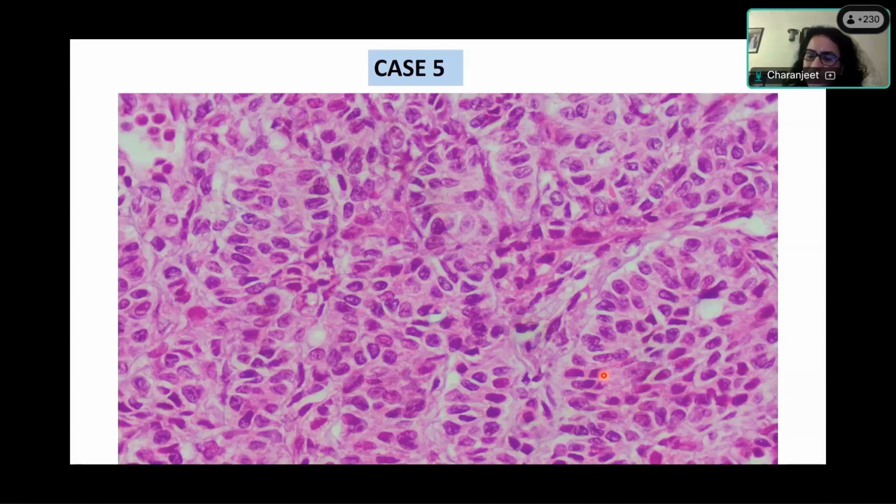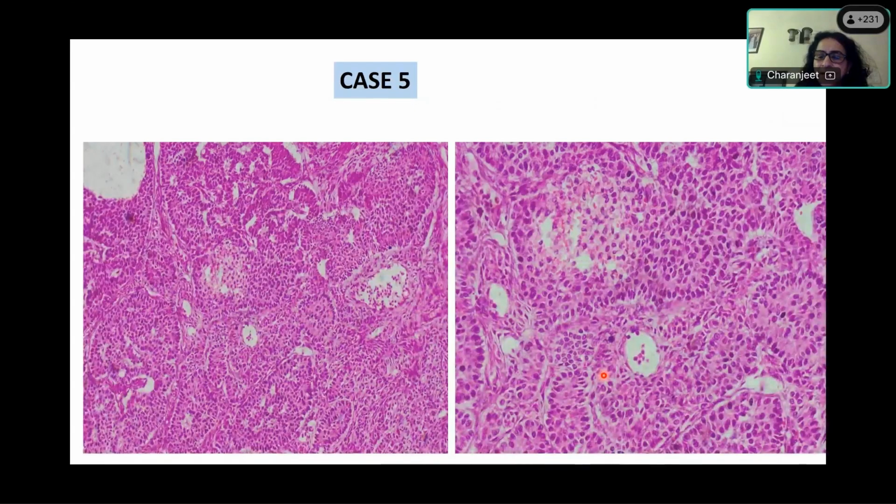So what differential? Here Call-Exner bodies are not that prominent. Here there is a macrofollicular pattern. They are in sheets. So can you think of anything else? Any other tumor fitting this morphology? Characteristic Call-Exner bodies are not there here. There is macrofollicular pattern, yes, and there is nesting pattern also. There are macrofollicles, yes, they are there. These may be microfollicles. Second option, as somebody has written in the chat box, we will also rule out juvenile granulosa cell tumor.